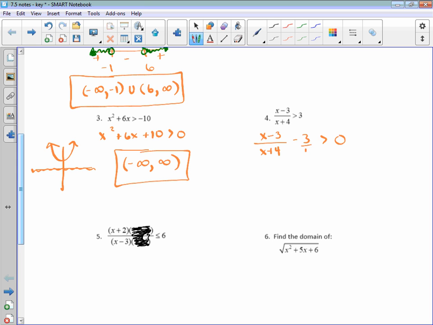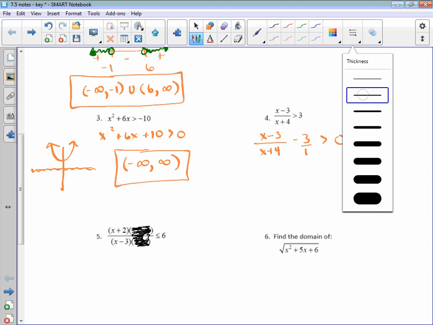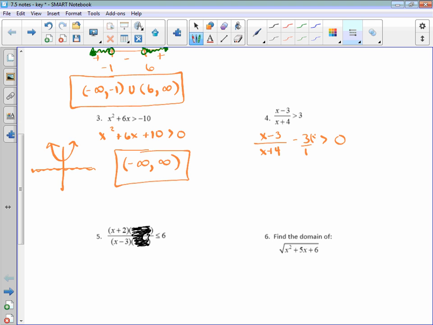That 3 is over 1, right? If I'm actually going to combine my two fractions, what do I need? Common denominator. So I need to take this times (x plus 4) over (x plus 4). Everybody okay with that? You're very quiet. Are you still with me? Okay, just making sure.